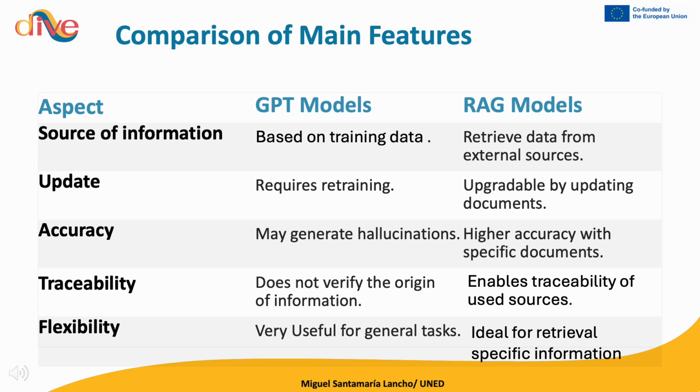In contrast, RAG models retrieve information from external sources. This allows greater accuracy, especially when using course-specific materials. Another key advantage of RAG is traceability. Users can see the exact source of the information. And importantly, these models are easily updated by modifying the documents in the retrieval system. No retraining is needed. In short, while GPT models are great for general use, RAG models are better suited for educational contexts where accuracy, relevance, and source transparency are critical.